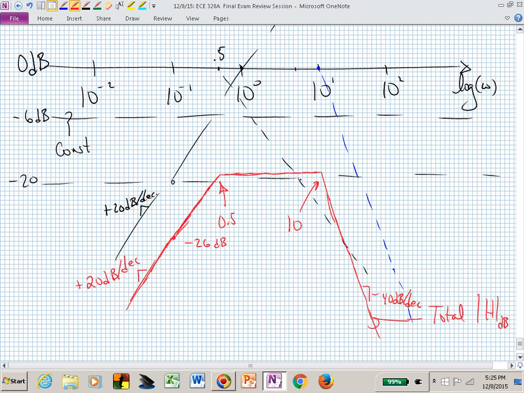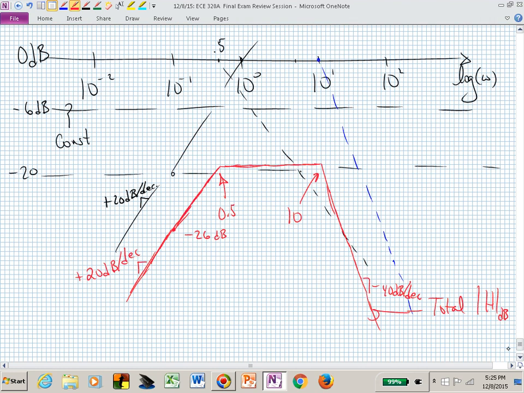What's the phase look like? Are there questions on that? And how we arrived at that?